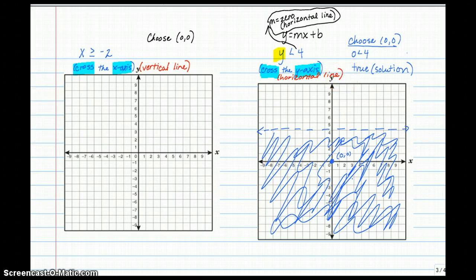Okay, so we are going to go to -2 and a vertical line. This time it's going to be solid because there's an equal to with your greater than. It's greater than or equal to.